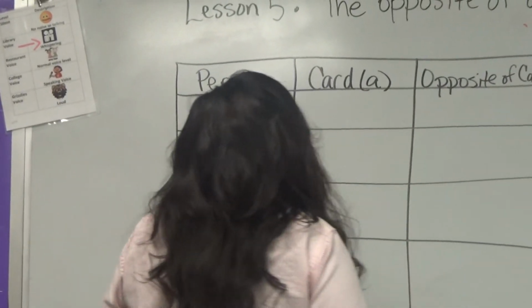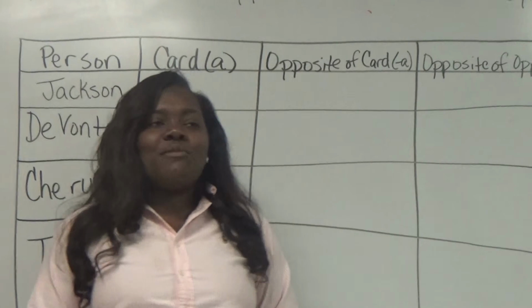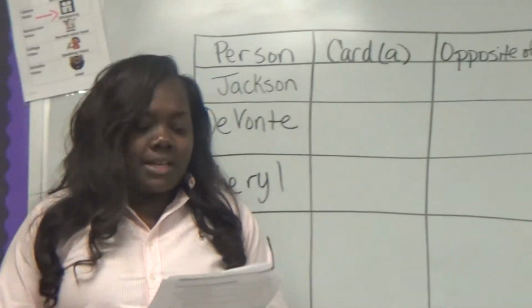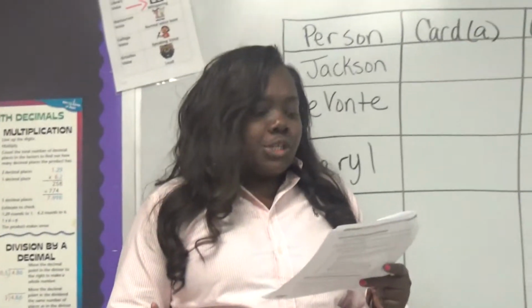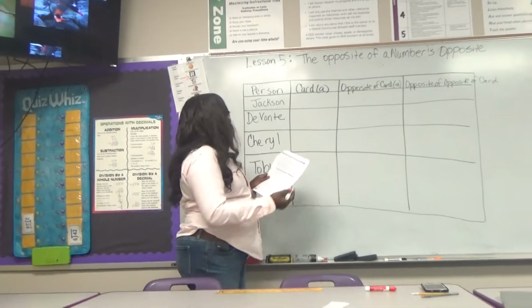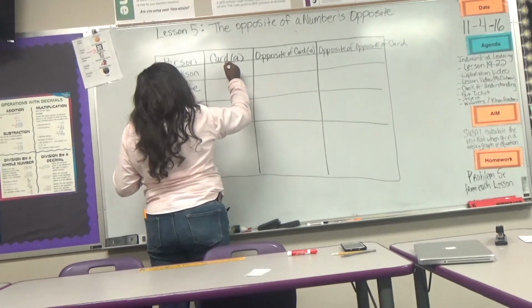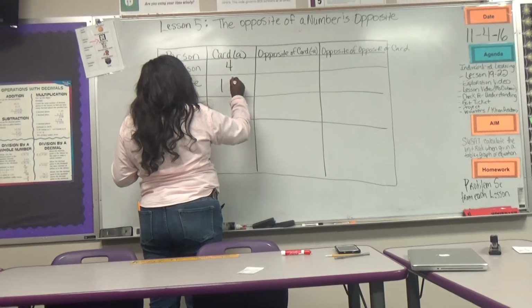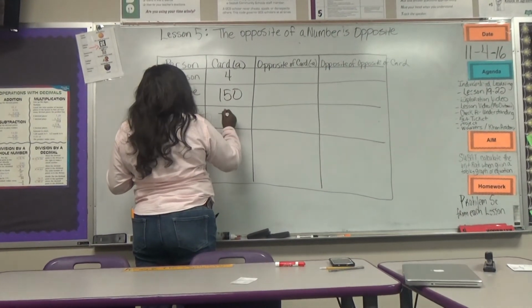And Kunta Kinte. Alright, so in your stack, you may have index cards that contain the numbers 4, 150, -6, and then a -9. So I'm going to write these numbers. These are the cards that you'll pull. So let's say that we pulled these cards, right?